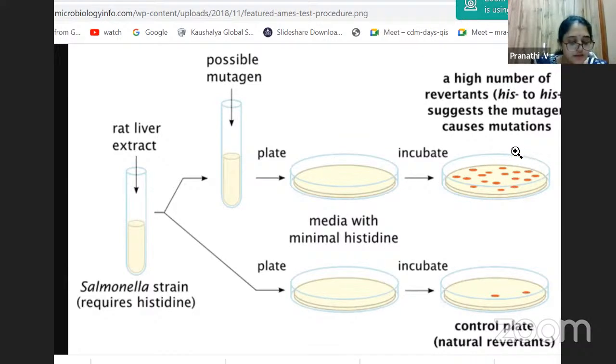That is, many chemicals are not mutagenic but can be converted into mutagens. So what happens is, in this Ames test, a positive one, you get less. This is the control plate, which has natural revertants. Over here, you do not have colonies, so there are a lot of mutated colonies over here.